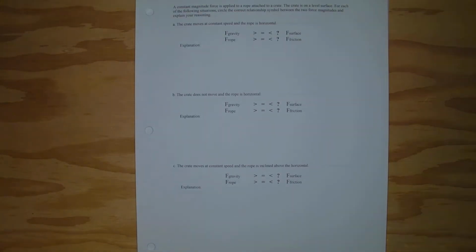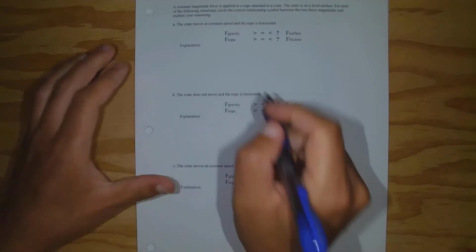A constant magnitude force is applied to a rope attached to a crate. The crate is on a level surface. For each of the following situations, circle the correct relationship symbol between the two force magnitudes and explain your reasoning. In part A, the crate moves at a constant speed and the rope is horizontal.